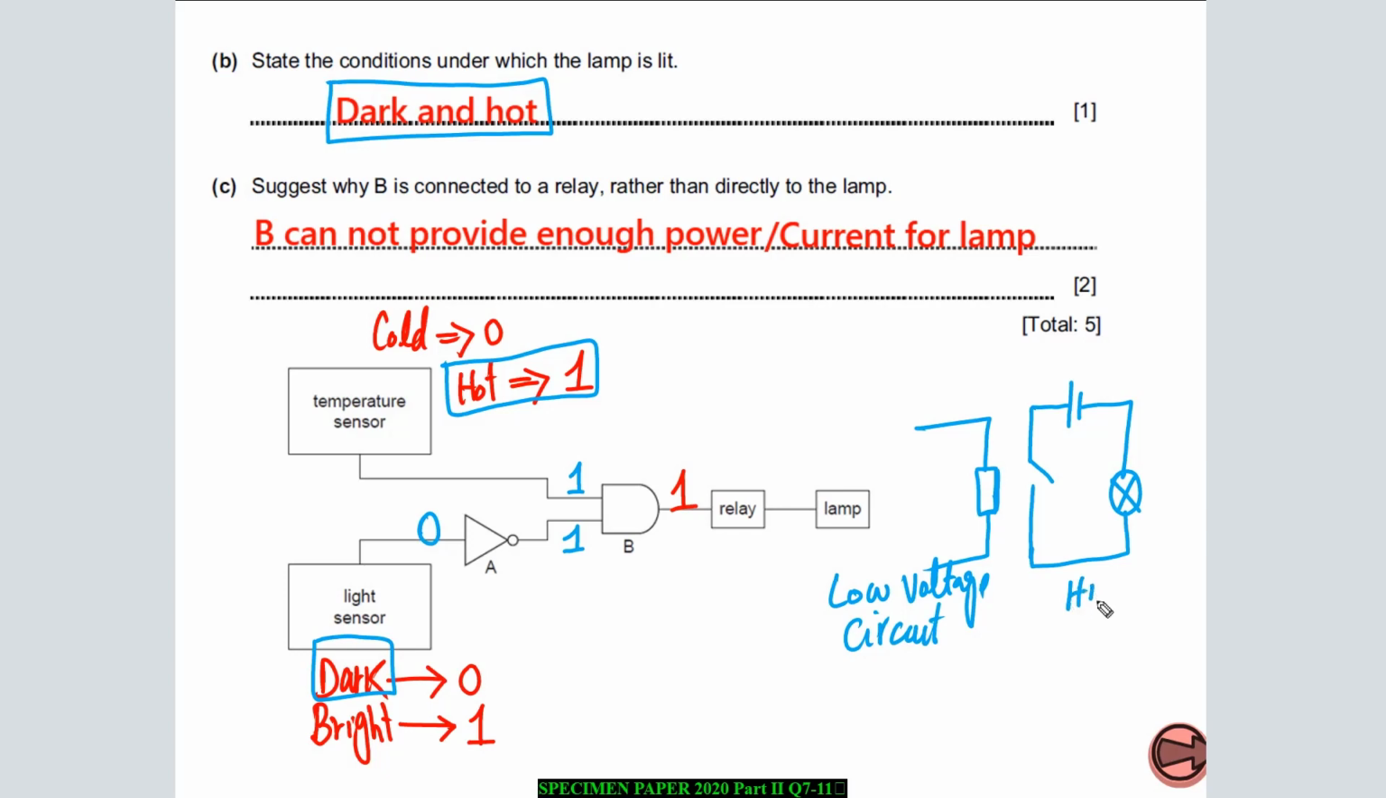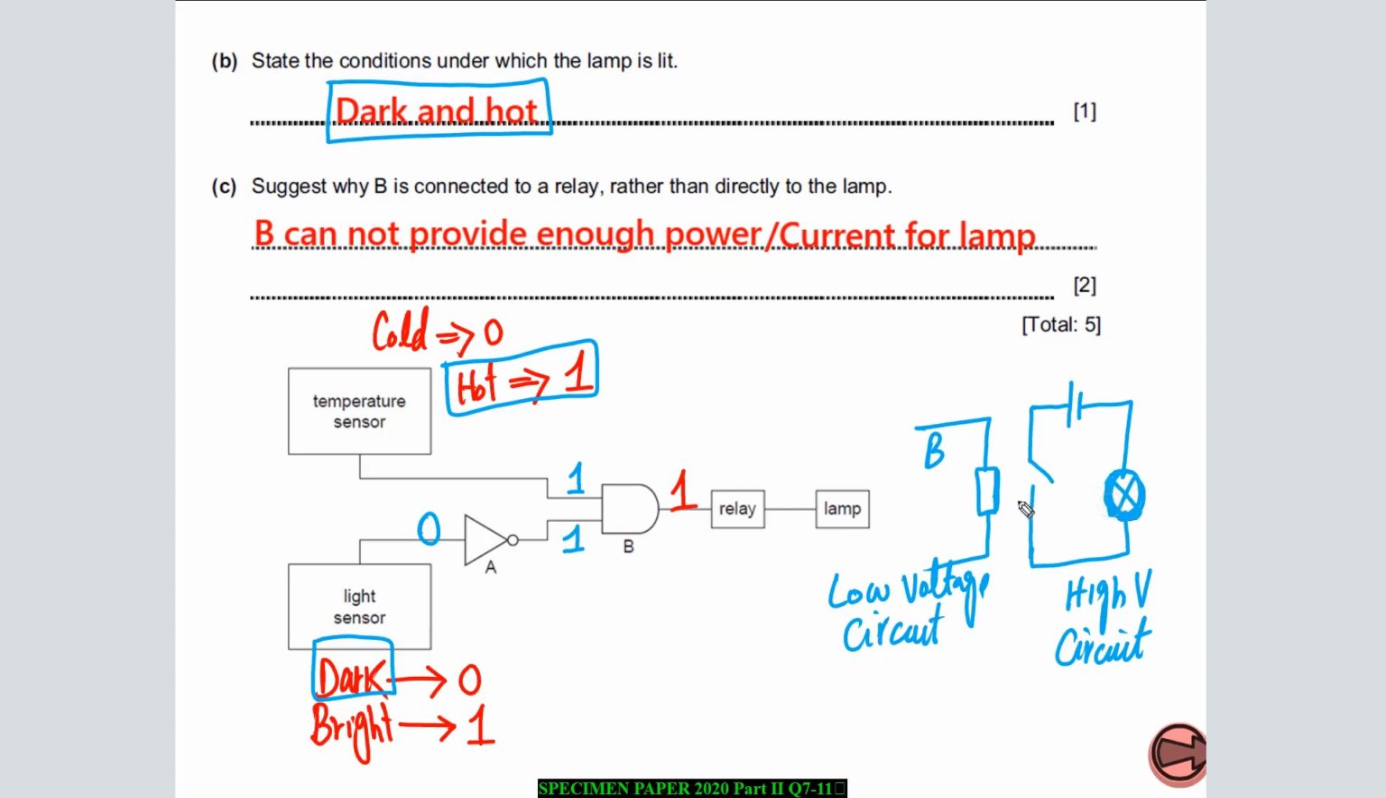And this one is high voltage circuit. High V, I will just write down. High voltage circuit. B cannot provide enough power because this is low voltage circuit. Why? Because B is connected in this circuit, and this circuit has low voltage. So the voltage is not enough.